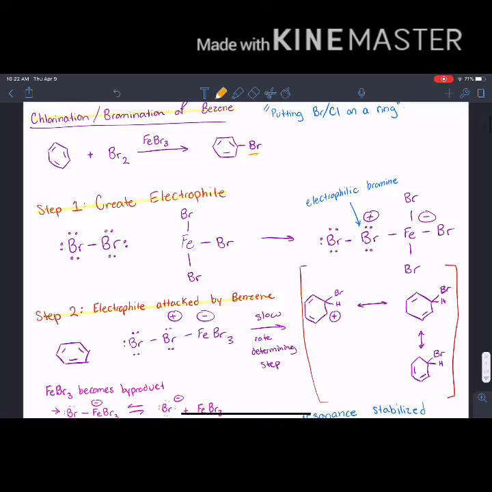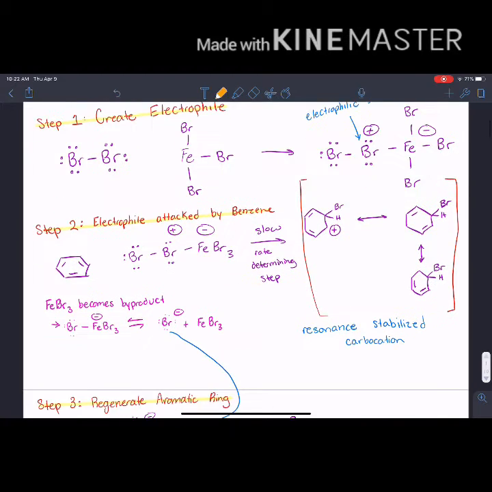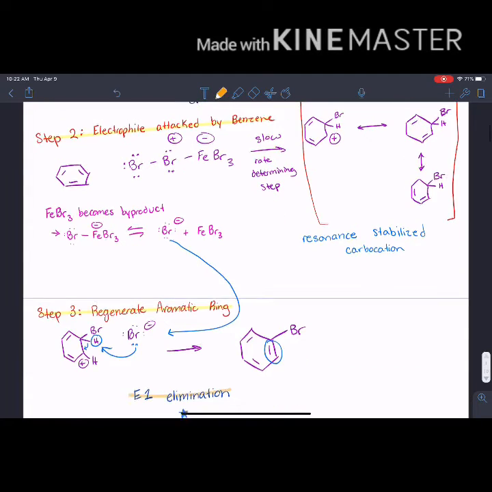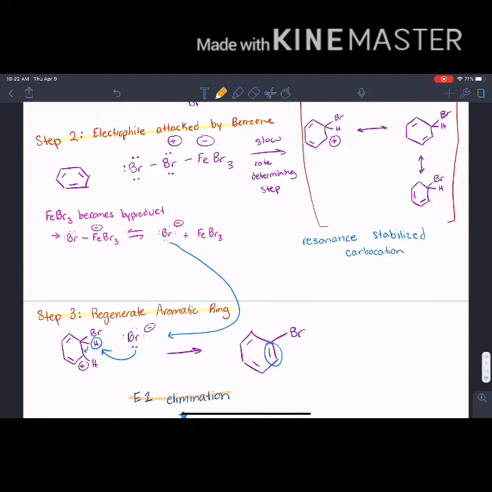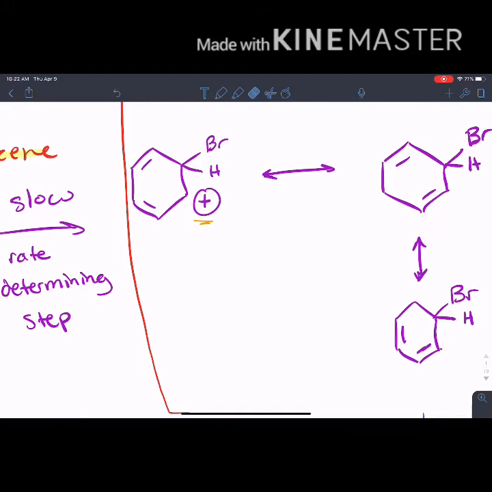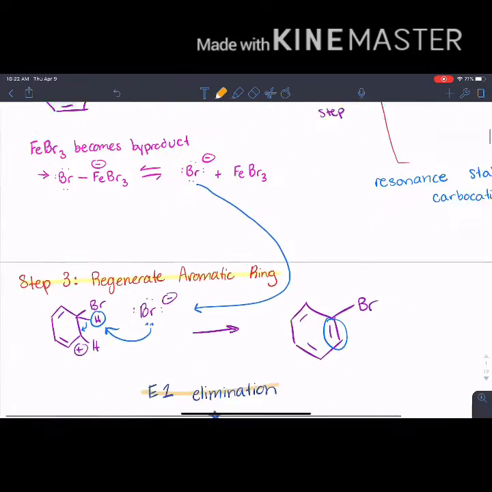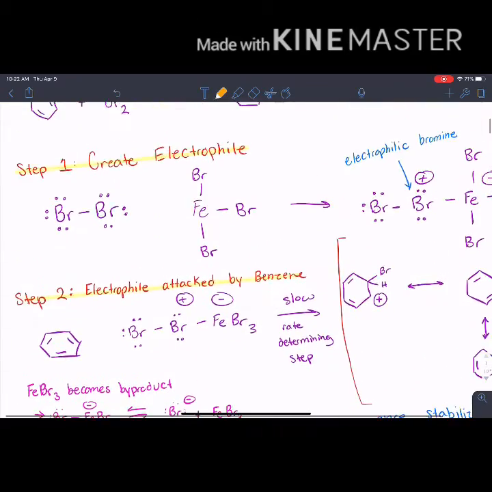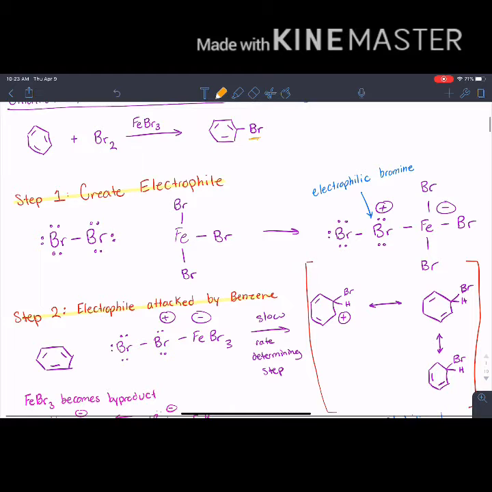So the first step is that we are going to be creating an electrophile, okay? Second step, the electrophile is attacked by benzene. Third step, we regenerate that aromatic ring, because you don't want this positive charge right here to just lie around. We want a complete reaction. We want everyone to be happy. We want all octets to be satisfied. So the first step is to create that electrophile.